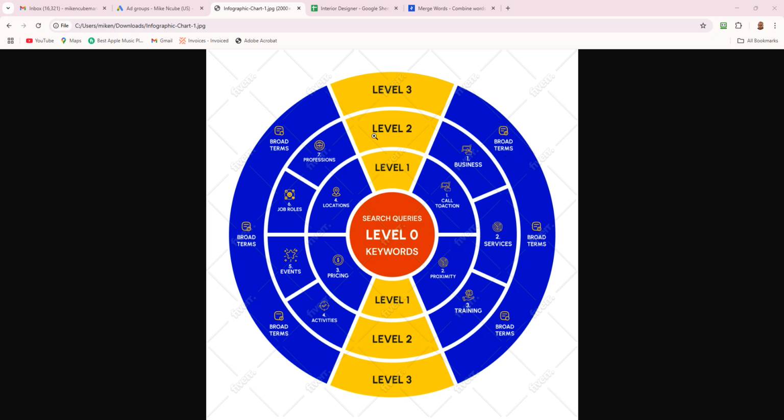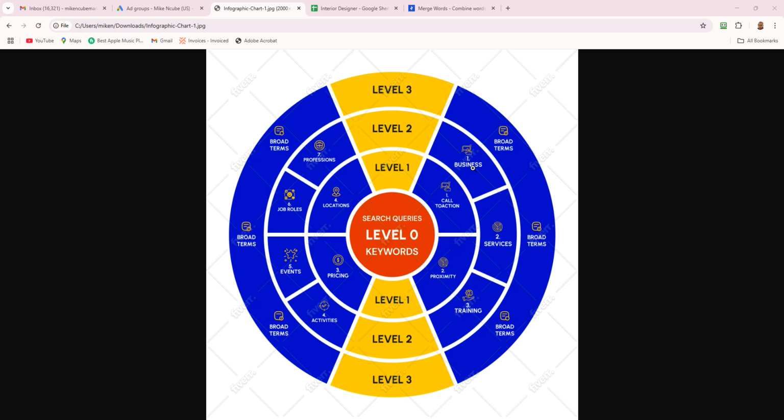Then when we get to level two, these are much more targeted and better for us. Now at level two, we've got 7 categories: business, services, training, activities, events, job roles, professions. From my observation, these are the areas that are important to many lead gen and service businesses. And a lot of their terms will fall under these categories. So if we think of interior design, business terms could be things like people searching for a company, a firm, and so forth, or a contractor and stuff like that.